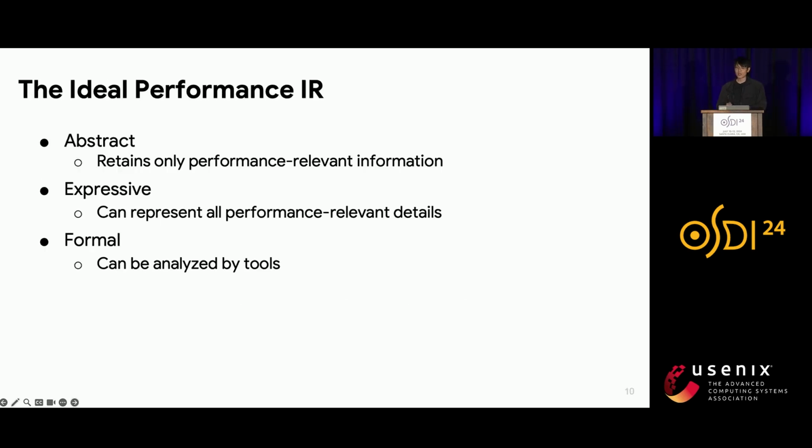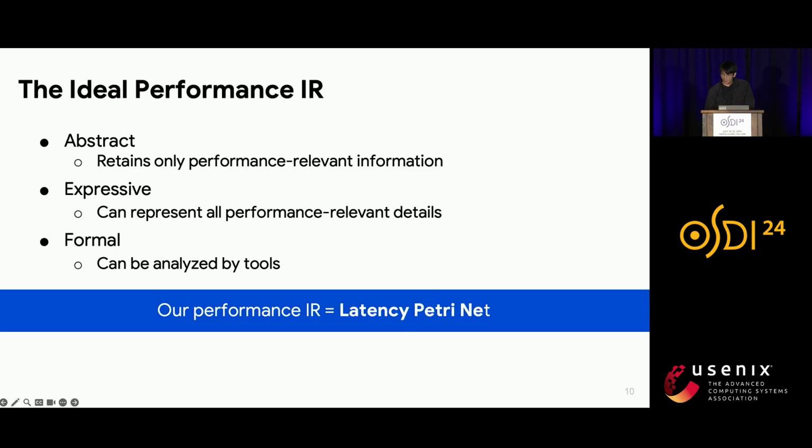The ideal performance IR should satisfy the following requirements. First, it is an abstraction of the hardware that retains only performance-relevant information. Second, it is expressive enough to represent all sorts of parallelism and data dependencies in the hardware. And lastly, it should be formal, such that it is analyzable by automated tools. We came up with such a performance IR called latency Petri net, or LPN, to represent the performance of the hardware.